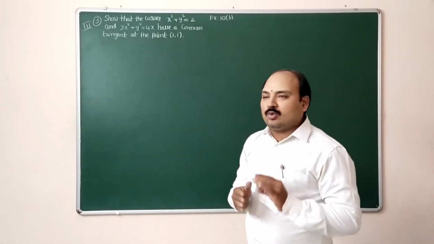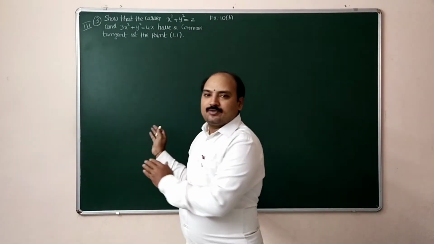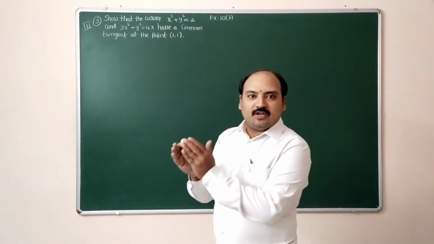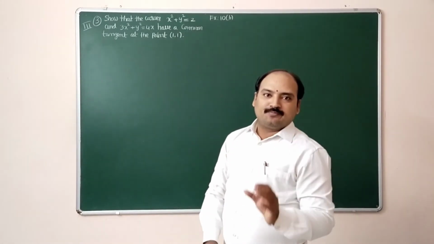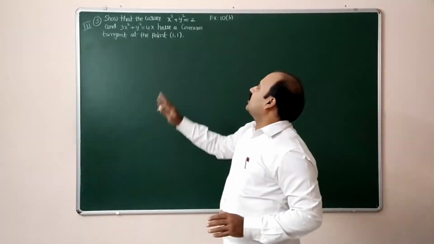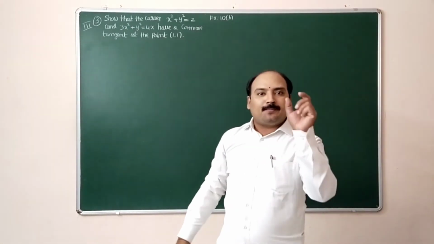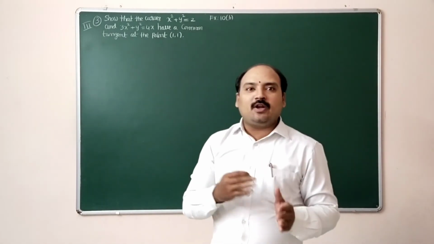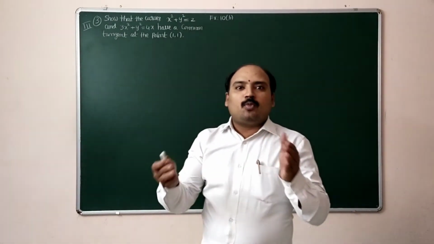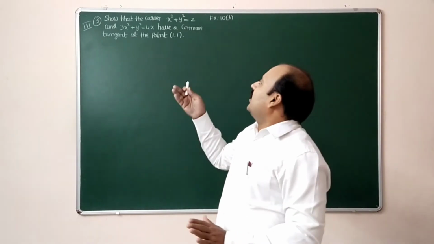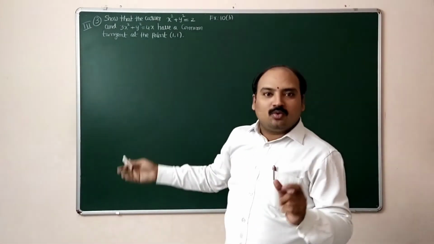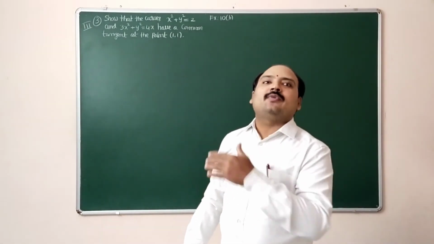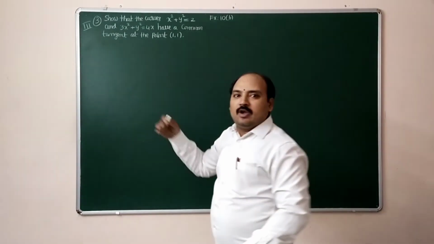See, first what we have to do: consider both the curves, find out their derivatives, that means slope of the curves. After getting the slope of the curves at 1, 1, slope and point are there, so you can find out the tangent equations. If both the tangents are equal, then the two curves have a common tangent at the point 1, 1. This is the procedure. We will do that.